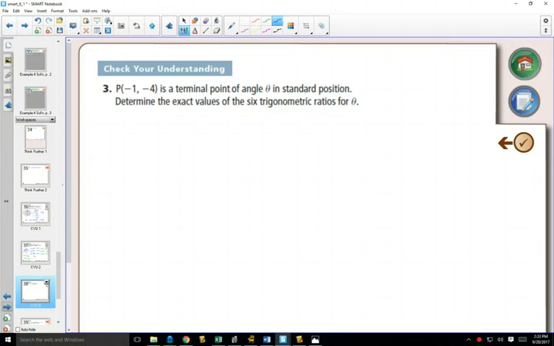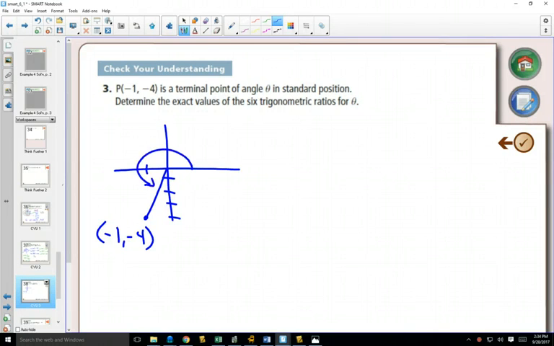A point is on the terminal arm. This point is a terminal point of angle theta in standard position. So first of all, if we label where (-1, -4) is, it would be down there. If we drew that back to the origin, we would get an angle in standard position.